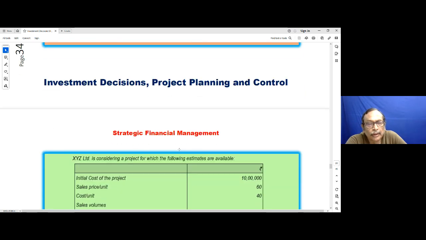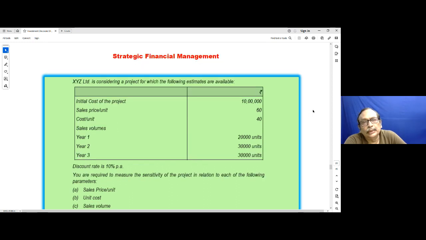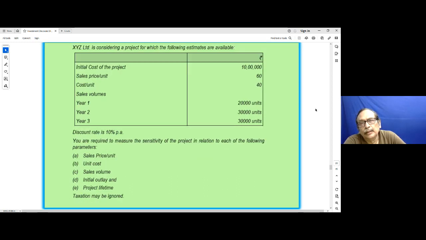Okay, now we are going to consider this problem. XYZ is considering a project for which the following estimates are available. Initial cost of the project is 10 lakhs. Selling price per unit is 60. Cost per unit is 40. Sales volume: year 1, 20,000 units; year 2, 30,000 units; year 3, 30,000 units. Discount rate is 10% per annum.